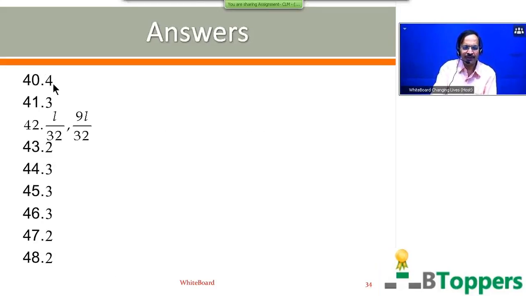For question number 40, fourth option is answer. For question number 41, third option is answer. For question number 42, answer is 9L by 32. For question number 43, second option is answer. For next three questions, 44, 45 and 46, third option is answer. For next two questions, 47 and 48, second option is answer.